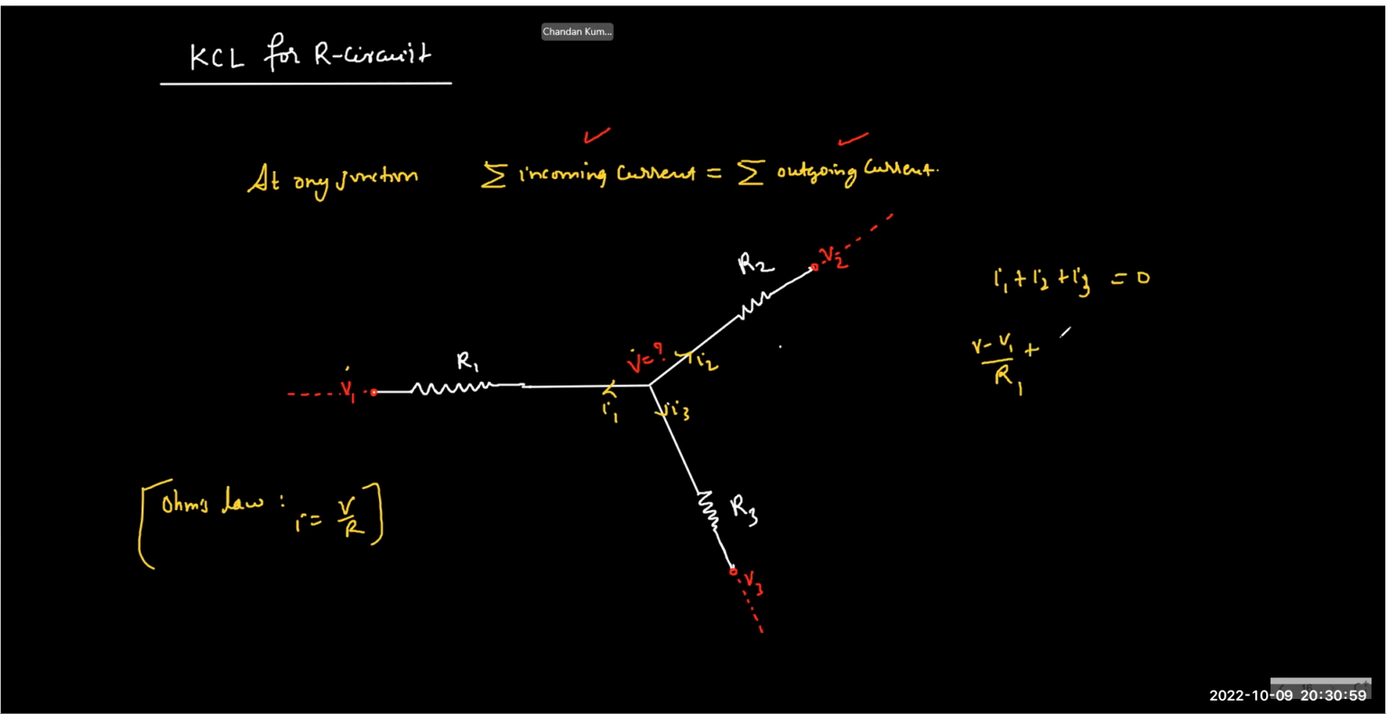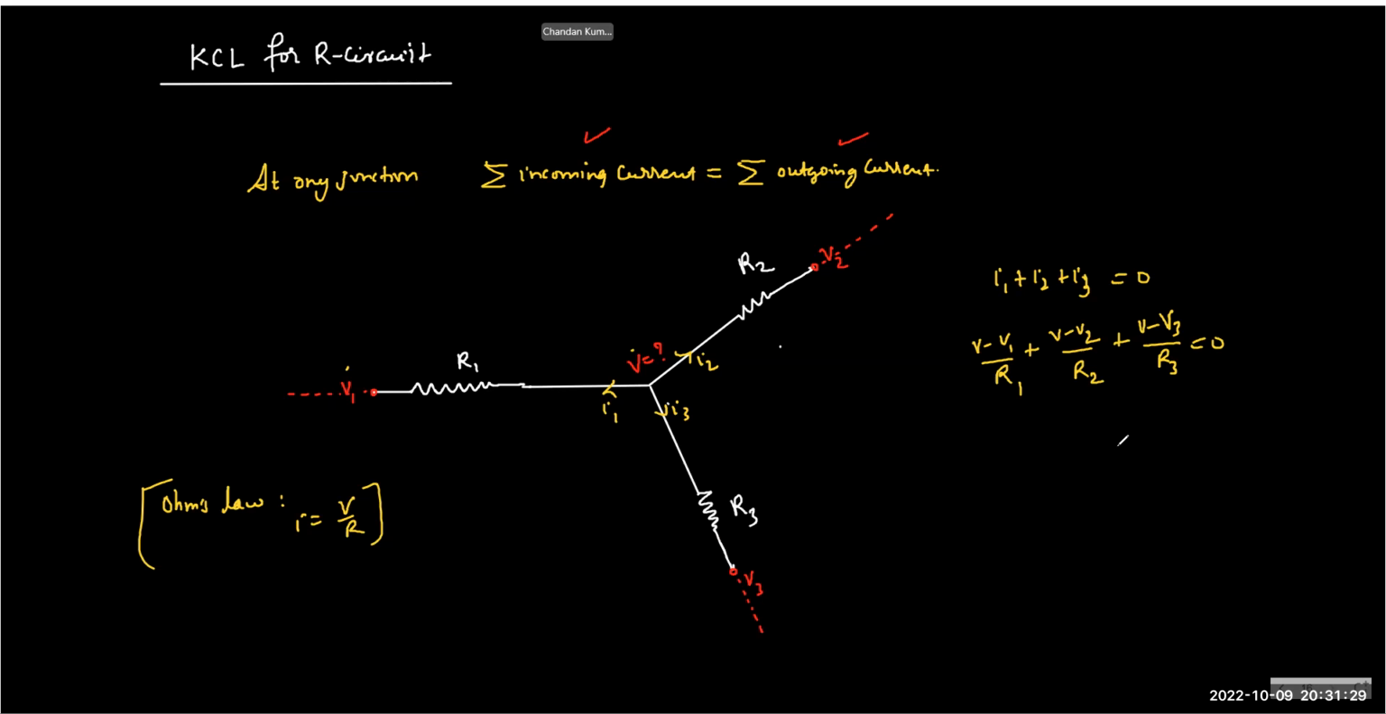Similarly, I will write I2 equals V minus V2 by R2, because I have taken it that way only. If you have taken the other way, write accordingly. Which means if you have taken I1 towards it, then V1 is bigger and V is smaller, so you have to write a positive value. High minus low upon resistance.